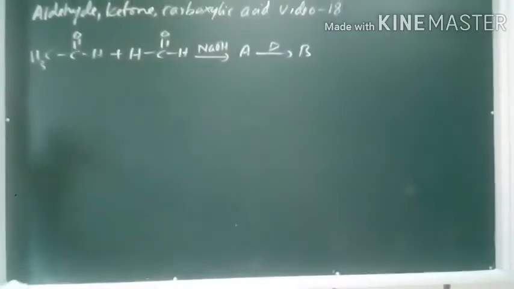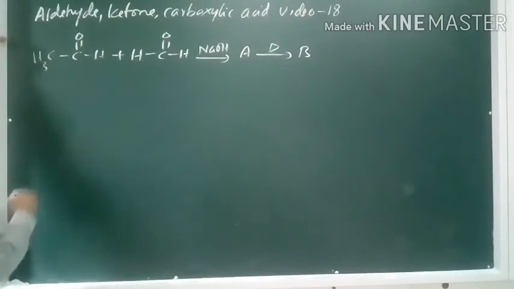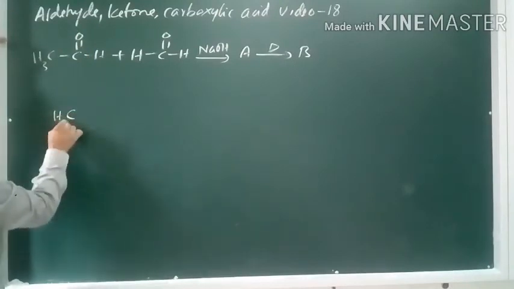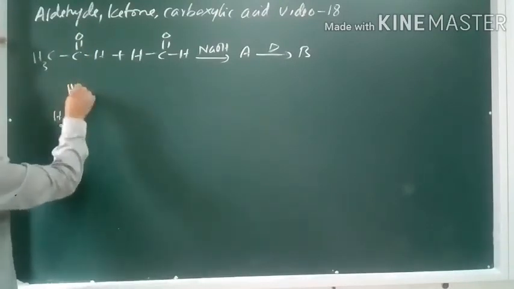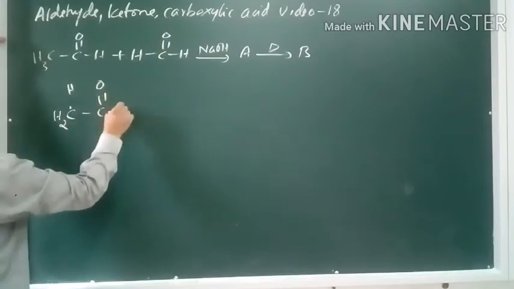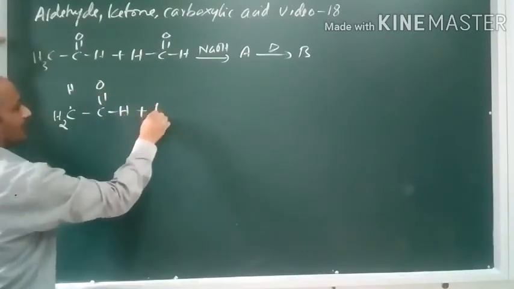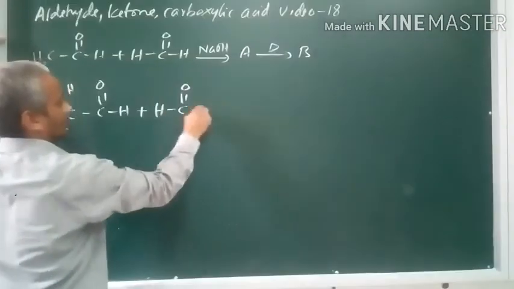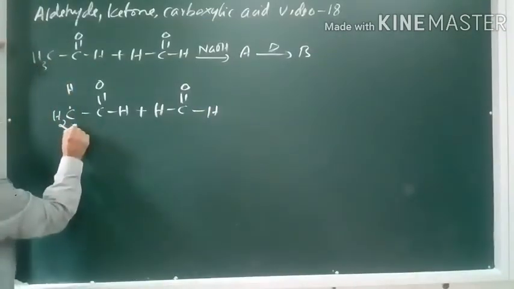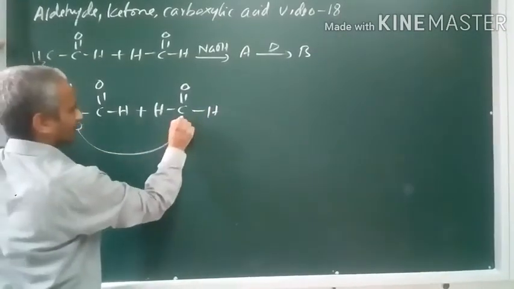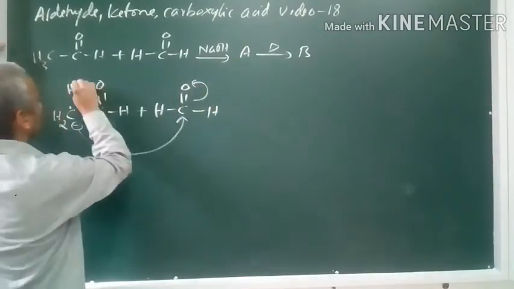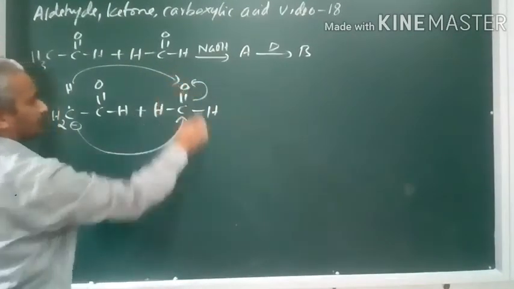Like this, the question can be there. So what will happen then? CH2 HCHO plus HCHO. This becomes the negative. So this attacks the carbon, and the hydrogen shifted to that will be present.